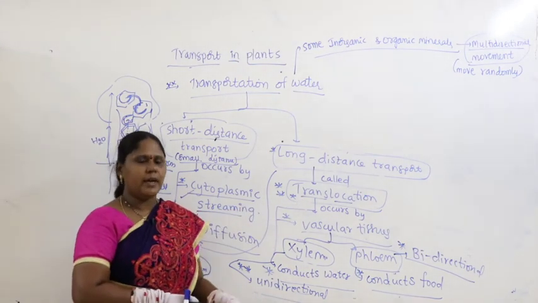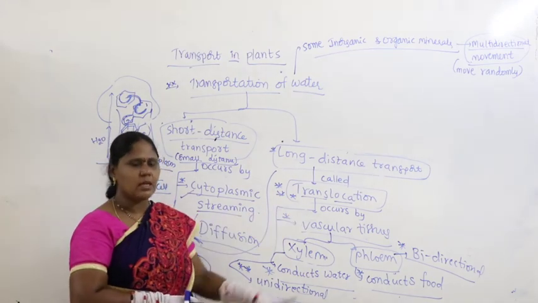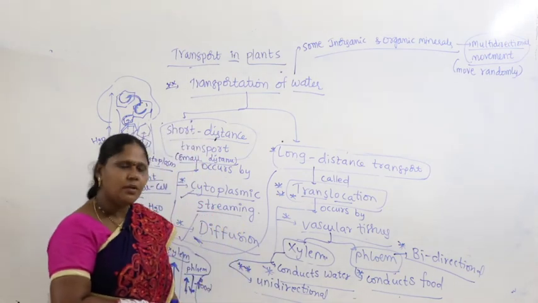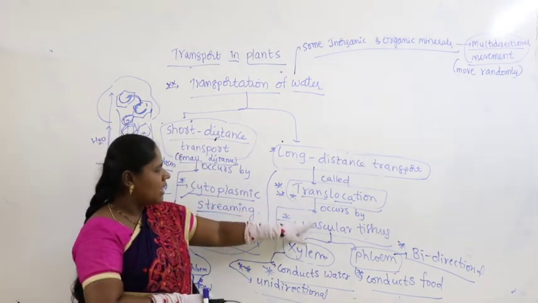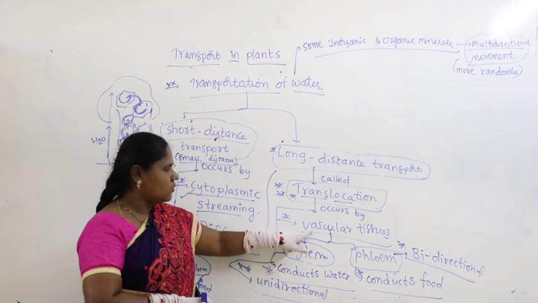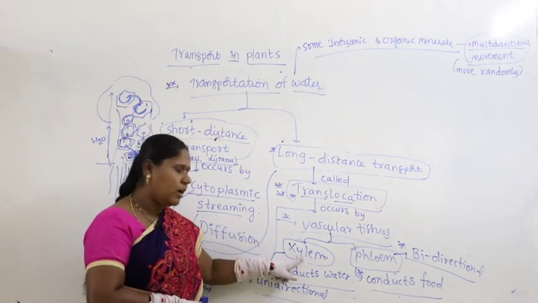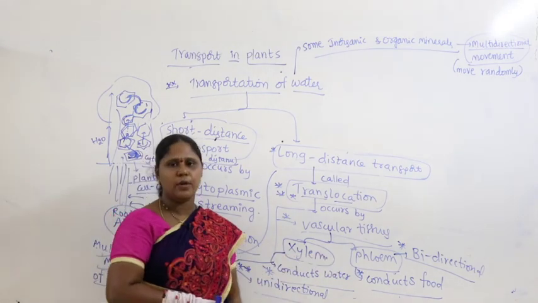But basically, how does translocation occur? It occurs by vascular tissues. Right. How does translocation occur? By vascular tissues. What are they? Conducting tissues. You know very well, you people know very well: xylem and phloem.